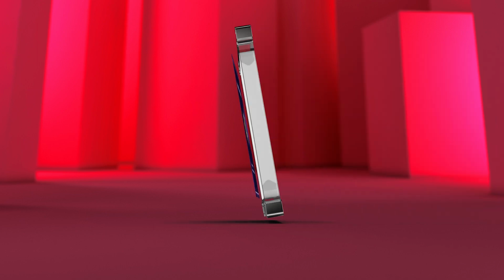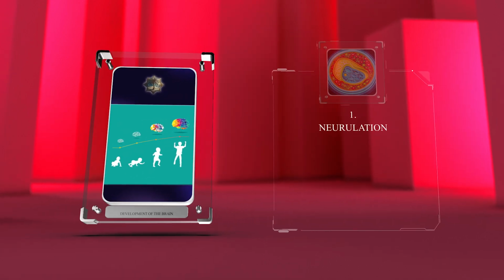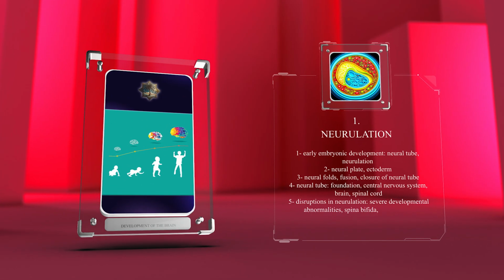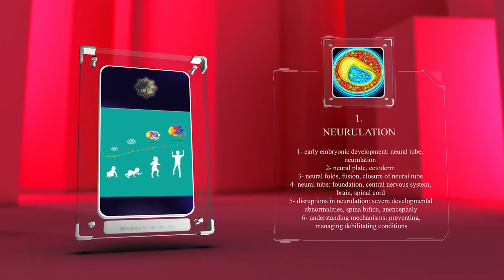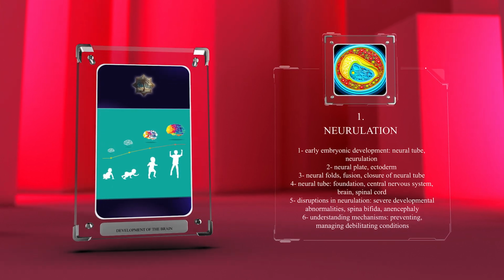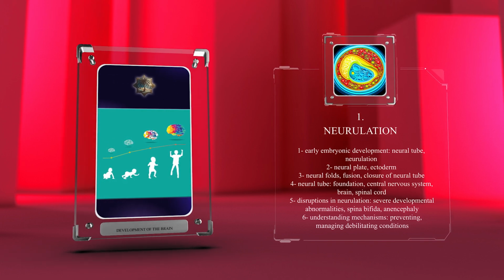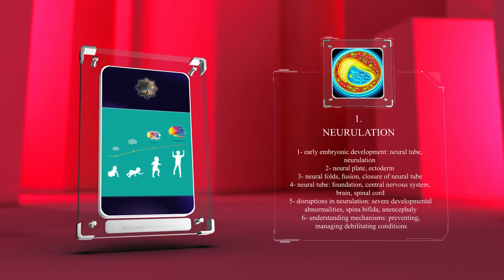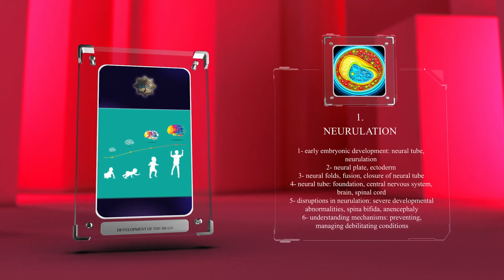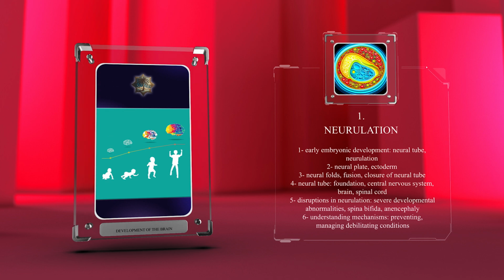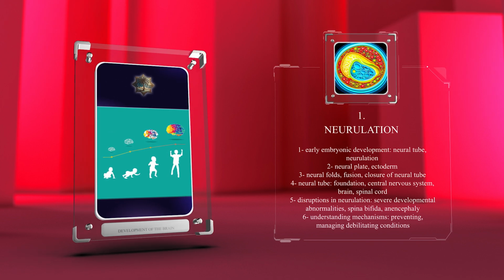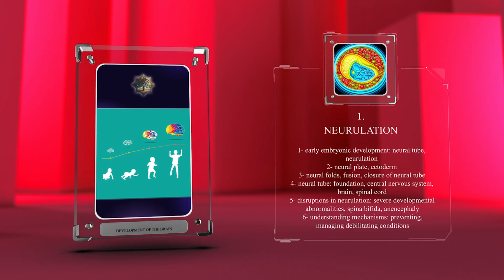During early embryonic development, the neural tube forms through the process of neurulation. This intricate process begins with the formation of the neural plate, a specialized region of ectoderm. As the neural plate grows, its lateral edges elevate, forming neural folds. Eventually, the neural folds fuse together, initiating the closure of the neural tube. The neural tube acts as the foundation for the central nervous system, eventually developing into the brain and spinal cord.